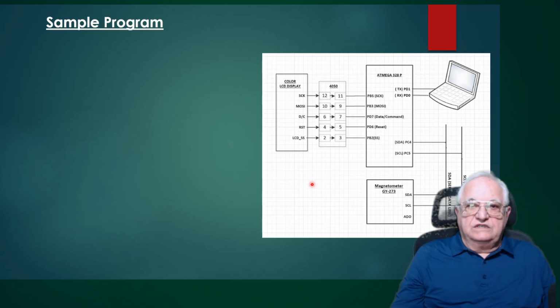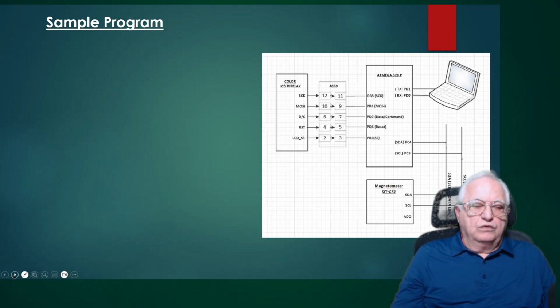So what does our setup look like? We have our color display, so there's nothing new here. And then we're going to be hooked up to the laptop. And then we're going to be hooked up to the magnetometer, the I2C bus, so we have SDA and SCL. As far as the connection with the magnetometer, it's fairly straightforward.